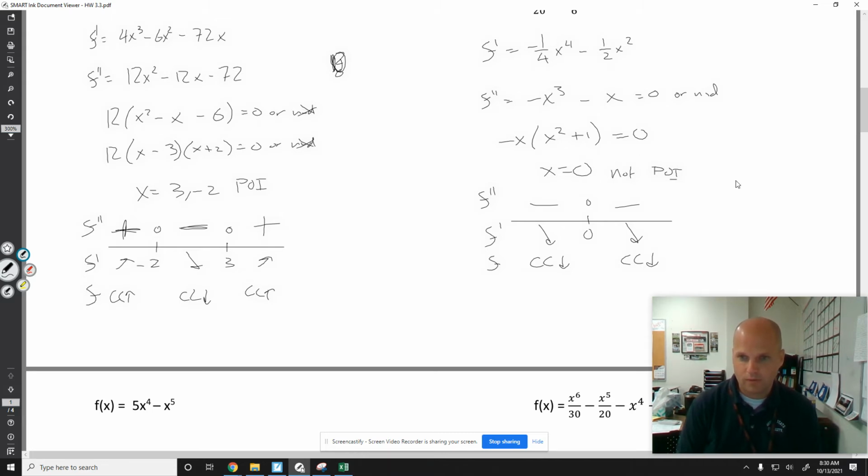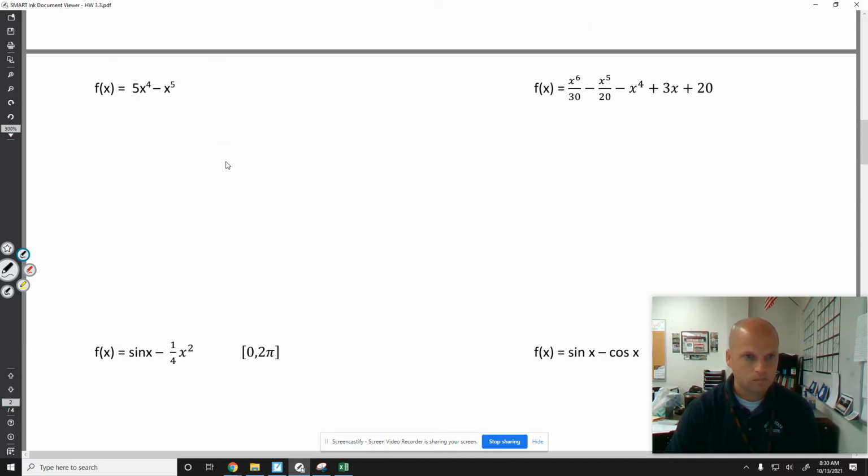So not a point of inflection, but it is a point of no concavity. Most of these problems people have no problem with. It's like the same thing that we've been doing, just with a second derivative instead of a first. When we get to the graphs is when people really struggle. So we'll make sure we pay attention and we focus when we're doing the graphs.